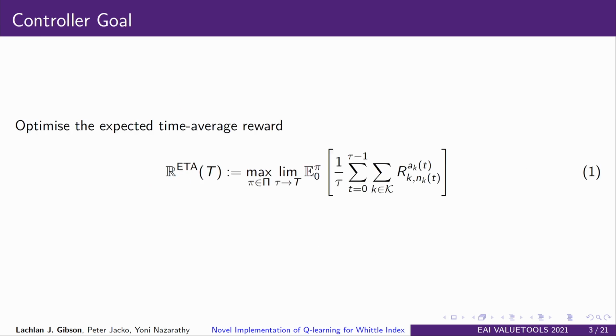The controller objective is to maximize the expected time average total reward across all projects, where here R represents the reward given by project K in state N under action A at time T. Pi represents the controller policy, which decides which M projects to activate, given the combined state of the whole system.